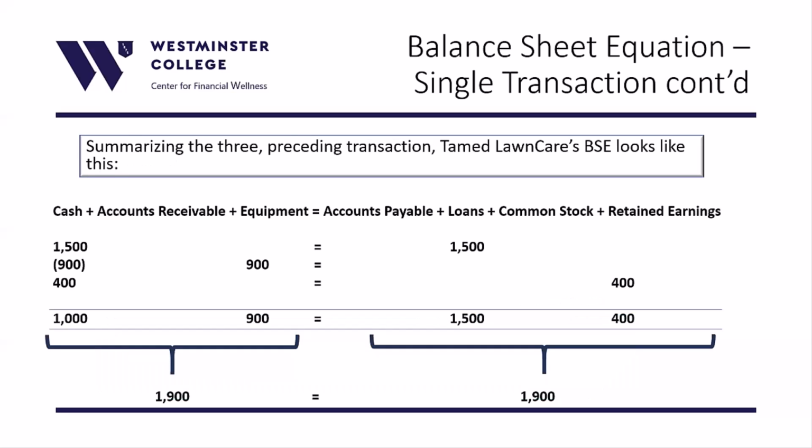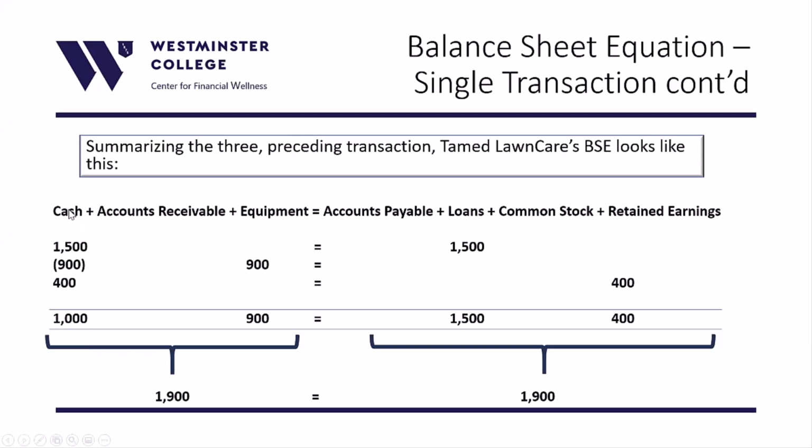Okay, if we pause here and summarize the 3 transactions we just went through, we can kind of prove that given all 3 transactions, the assets still equal the claims. We're just going to do a little math. We're going to simply add up each of the columns, which represents an account.